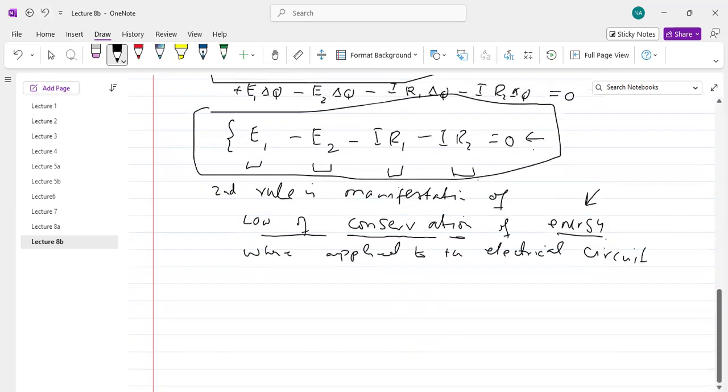So this is all about the second Kirchhoff law. I hope you have understood the things. So now we are going to leave this meeting.